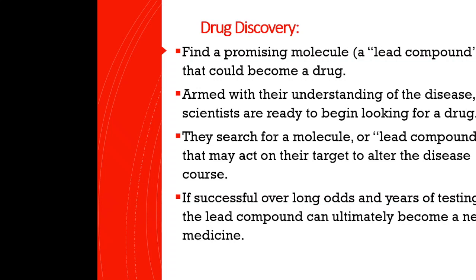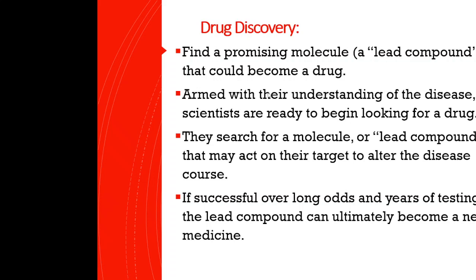Okay, so we have identified the target. Now we have to find a drug. We have identified that protein A is the target molecule. Then we should find some molecule, some drug, that can influence protein A. That step is known as drug discovery: finding a promising molecule, usually a lead compound, that could become a drug. That's the next step in drug development.